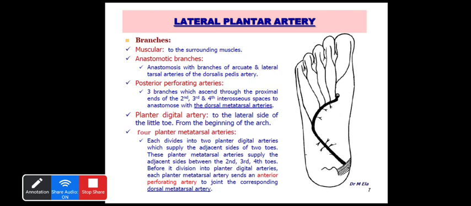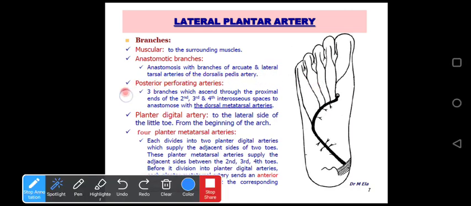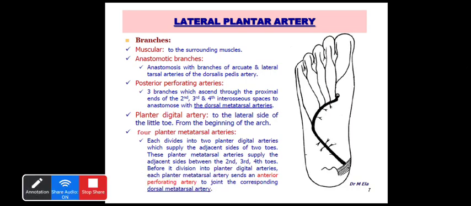Okay, so already we discussed the posterior perforating arteries. So this is the posterior perforating arteries, and here comes the anterior perforating arteries. Before the plantar metatarsal, it divides into plantar distal. So the terminology is very important here: where it is metatarsal, where it is distal. And the four plantar metatarsal arteries branch from the arch. So that is the significance of the arch.